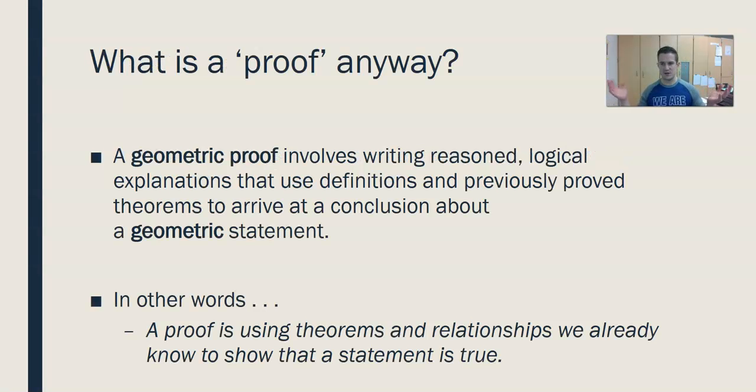So what is a proof? When I say that word, what do I mean? Formally, the definition is: a geometric proof involves writing reasoned, logical explanations that use definitions and previously proved theorems to arrive at a conclusion about a geometric statement. That's a lot of words. To sum it up, a proof is just using theorems and relationships we already know to show that another statement that we don't know yet is actually true. So we use what we do know to show that something else is true.